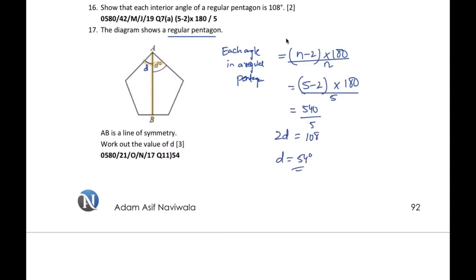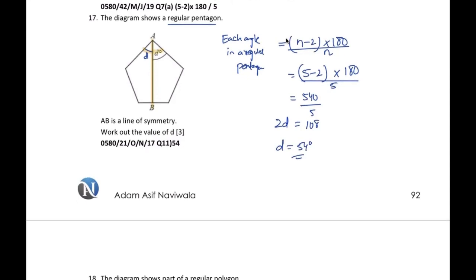Is the working for this question clear? Yes. Okay, Zarva, what about you? Yes.